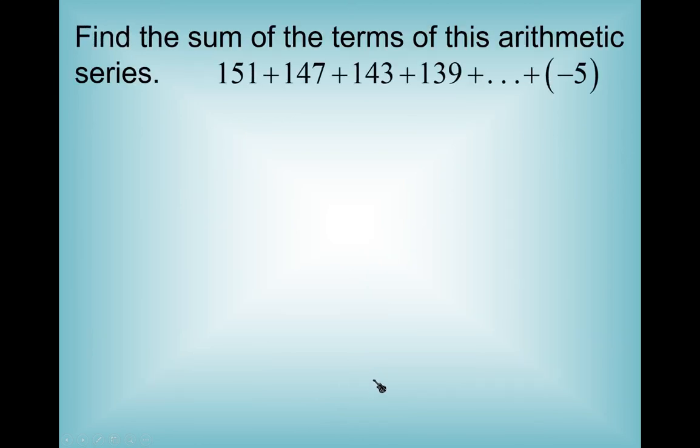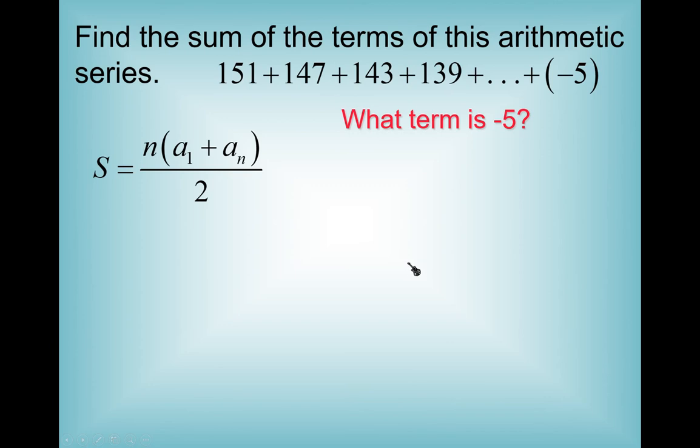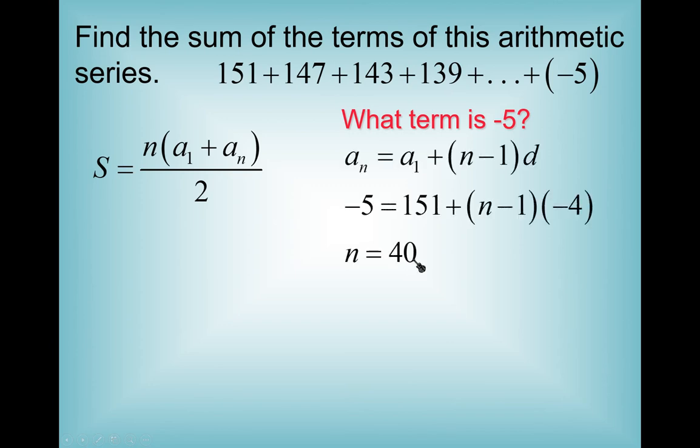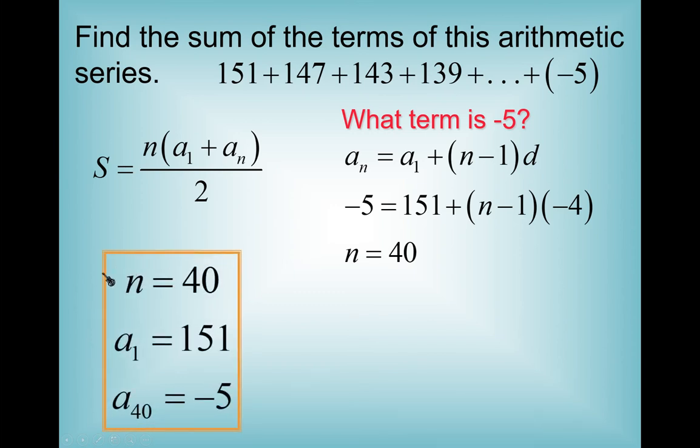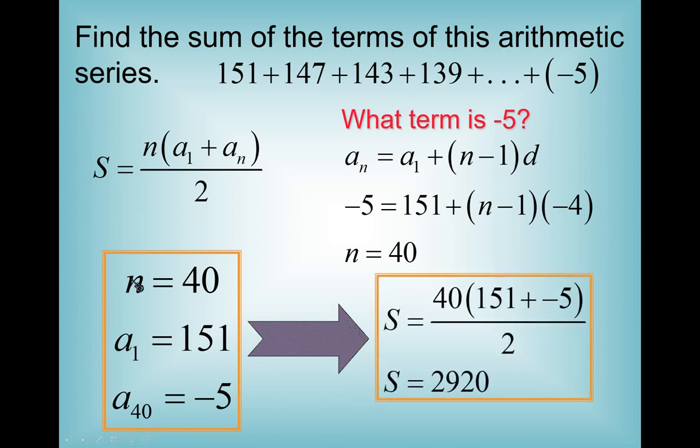Find the sum of the terms of this arithmetic series. Ayan po yung given. So ganun pa rin. What term is negative 5? So A sub N is equal to A sub 1 plus N minus 1 times D. So si negative 5 is equal to 151 plus N minus 1, tapos last term ay negative 4. The common difference is negative 4. So N is equal to 40 pag sinimplify natin. So yun yung given niya. N is equal to 40, A sub 1 is equal to 151, then A sub 40 is equal to negative 5. Substitute lang natin, then the sum is 2,920.